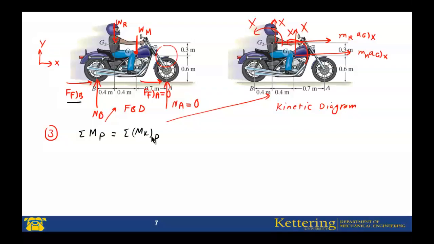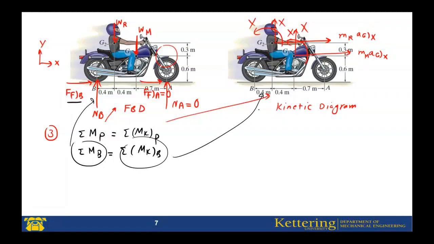Now, for this one, we will select the point B, which means that the summation of the moments about B equals the summation of the inertial forces about B. Left, look at this one. Right, look at this one. Now, we have these forces, and these are the moments. I skip writing these two because they are 0.